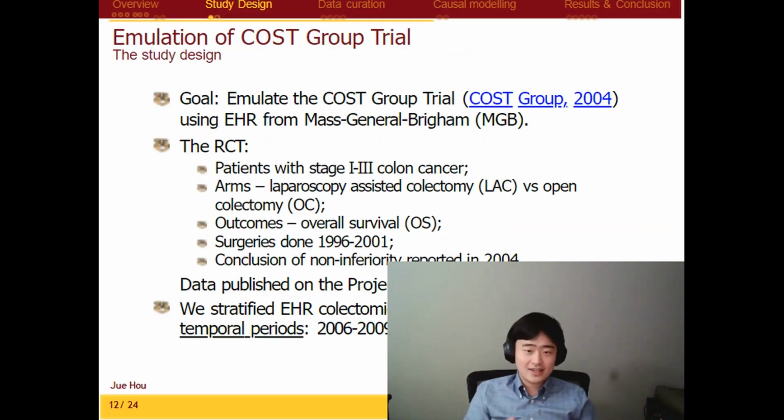So here is the study design of our case study, the emulation of the COST group trial. This trial was reported in the New England Journal of Medicine in 2004, and we are trying to use the data at the Mass General Brigham EHR to emulate the trial. The RCT recruits patients with stage 1 to 3 colon cancer, and the two arms are LAC versus OC, and the outcome of interest is overall survival, or OS.